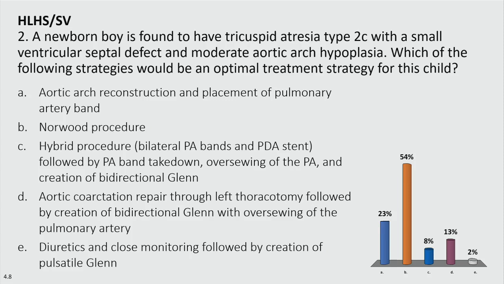If you really have a small VSD and moderate aortic arch hypoplasia, the concern is that by putting a PA band, you're going to create more hypertrophy, and you're going to actually just create a doubly obstructed heart. So that may not be the best strategy. A Norwood procedure would be the treatment of choice. A hybrid procedure may not be unreasonable. That being said, there's no risk factors in these patients that would actually prompt you to do that instead of a Norwood. The other, aortic coarctation repair through a left thoracotomy followed by a Glenn, is going to have the same issue in terms of obstruction, et cetera. So that would not be an adequate strategy, and same thing for the last one.